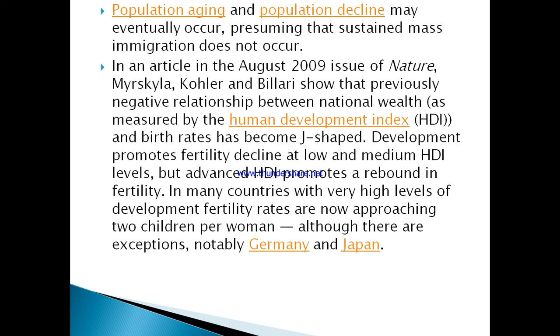In an article in the August 2009 issue of Nature, researchers show that the previously negative relationship between national wealth as measured by the Human Development Index and birth rates has become J-shaped. Development promotes fertility decline at low and medium Human Development Index levels, but advanced HDI promotes a rebound in fertility. In many countries with very high levels of development, fertility rates are now approaching 2 children per woman, although there are exceptions, notably Germany and Japan.